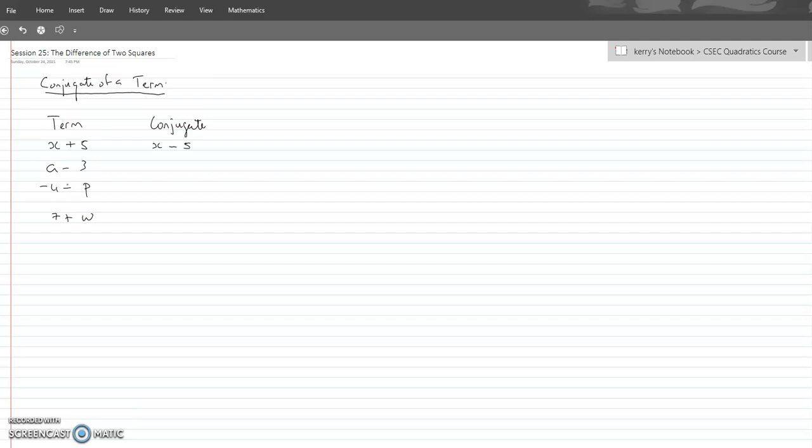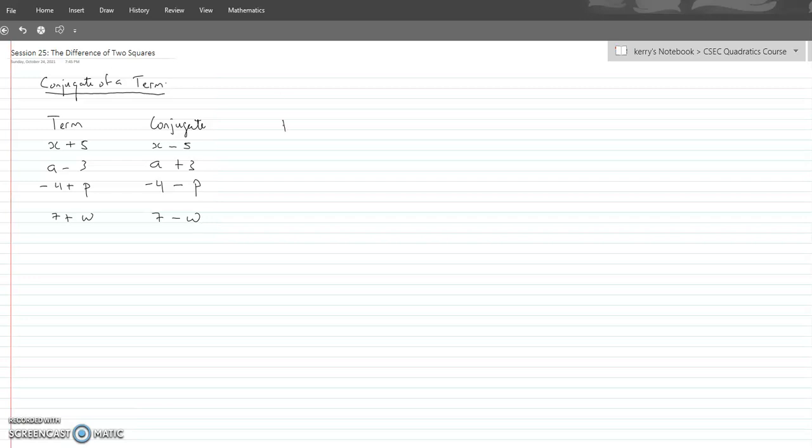So let's put this as minus 4 plus b, sorry, minus 4 plus b. The operation between a and 3 is subtract, so the operation here will become plus 3. That's the conjugate of a minus 3. The conjugate of negative 4 plus b is the same negative 4 and b, but the operation between them is minus. And similarly, the conjugate of 7 plus w is 7 minus w.